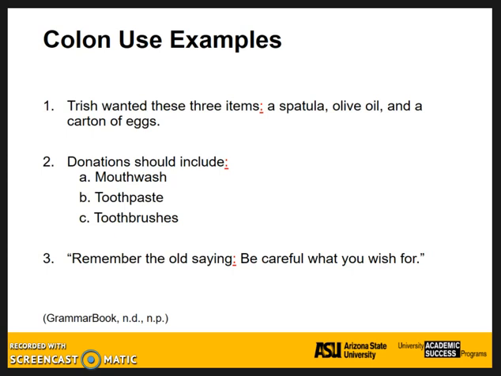In the first example, Trish wanted these 3 items, colon, a spatula, olive oil, and a carton of eggs. A colon introduces the series of items that Trish wanted. In the second example, donations should include colon, A, mouthwash, B, toothpaste, C, toothbrushes. There is a list of items formatted so that each item is listed one by one, and a colon introduces them. In the third example, remember the old saying, colon, be careful what you wish for. A colon is used in between 2 independent clauses to expand on the sentence's meaning.